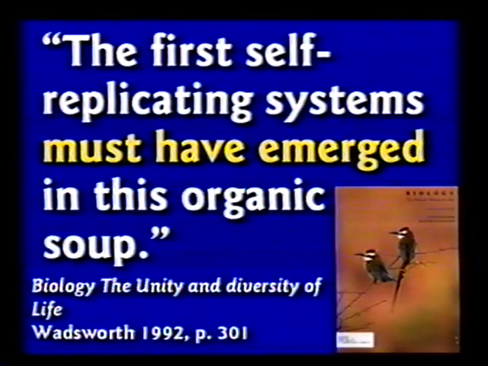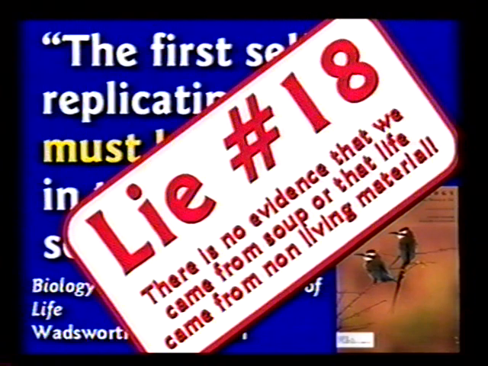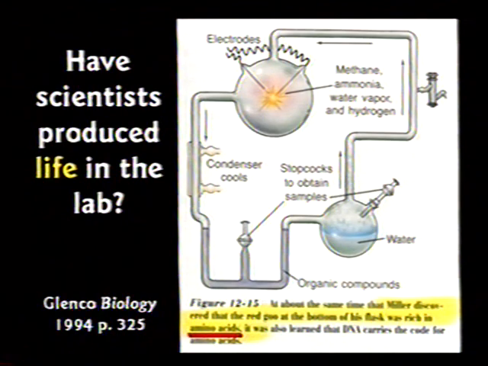This one says, the first self-replicating systems must have emerged in this organic soup. That is lie number 18, folks. There is no evidence that we came from soup and that life came from non-living material. There is no evidence for this at all. Let me tell you what really happened. Miller took some gases. He took methane, ammonia, water vapor, and hydrogen, and he circulated them through some glass tubes, and one of the chambers in the system had a spark. That was supposed to simulate lightning strikes in the primitive ocean.